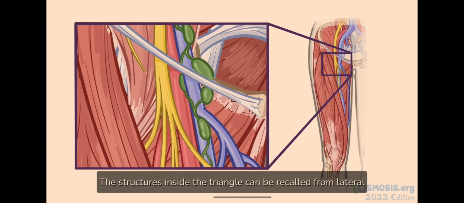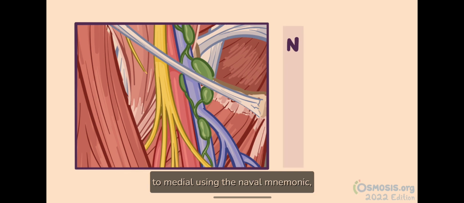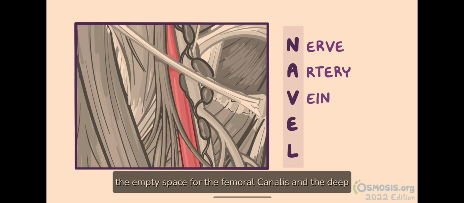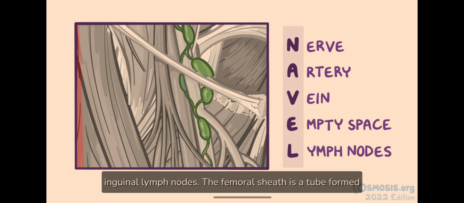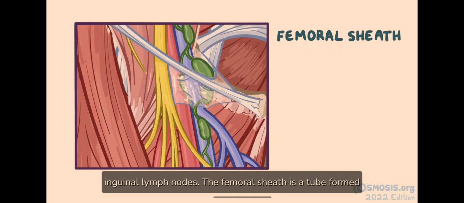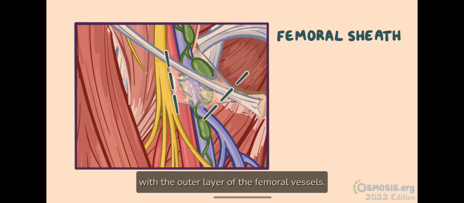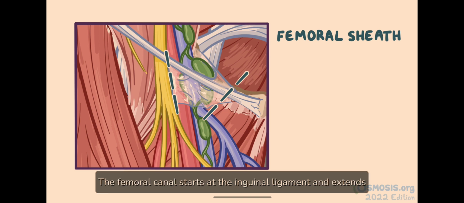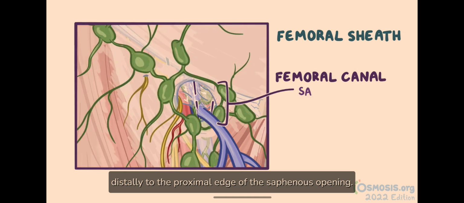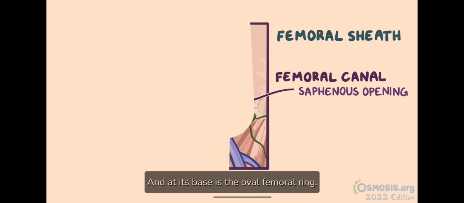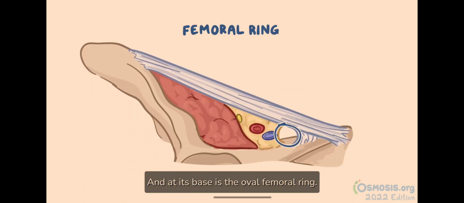The structures inside the triangle can be recalled from lateral to medial using the naval mnemonic: the femoral nerve, femoral artery, femoral vein, the empty space where the femoral canal is, and the deep inguinal lymph nodes. The femoral sheath is a tube formed behind the inguinal ligament, and it terminates inferiorly by blending with the outer layer of the femoral vessels. The femoral canal starts at the inguinal ligament and extends distally to the proximal edge of the saphenous opening, and at its base is the oval femoral ring.